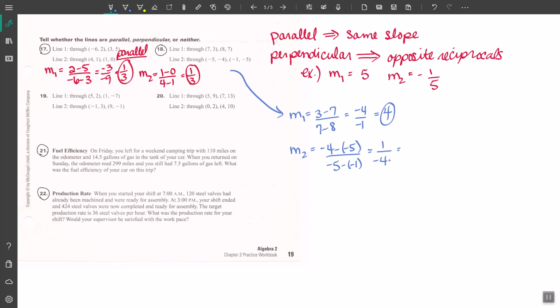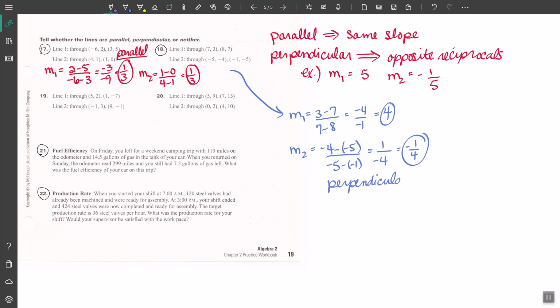All right, so 1 over negative 4. I'm just going to rewrite it as negative 1/4. So here we have a situation where they are opposites of each other and they are the reciprocals. And so in this case, line 18, these would be perpendicular.